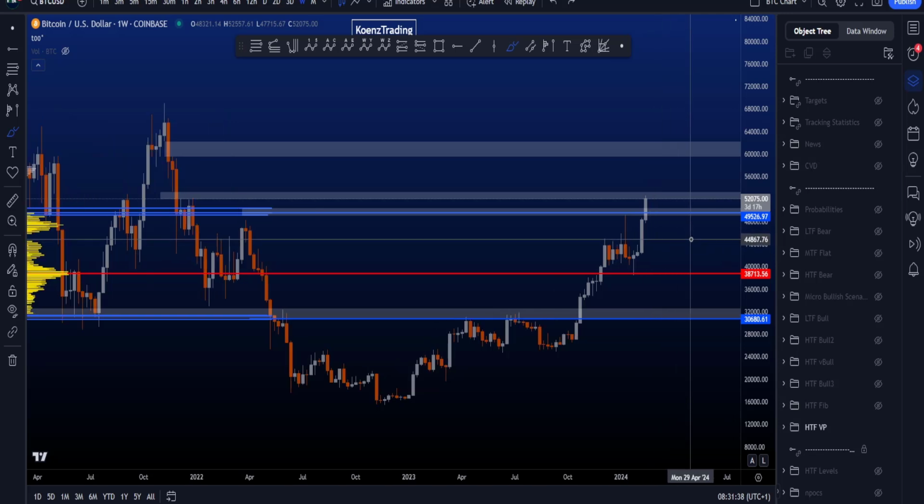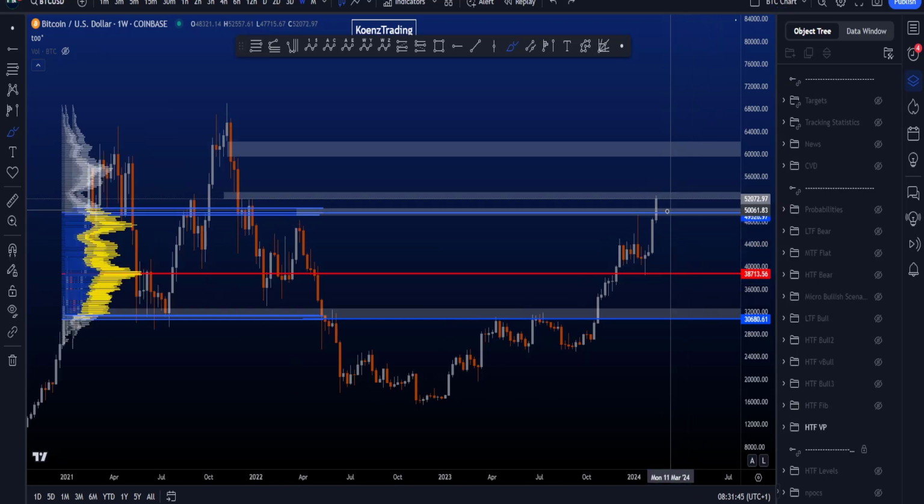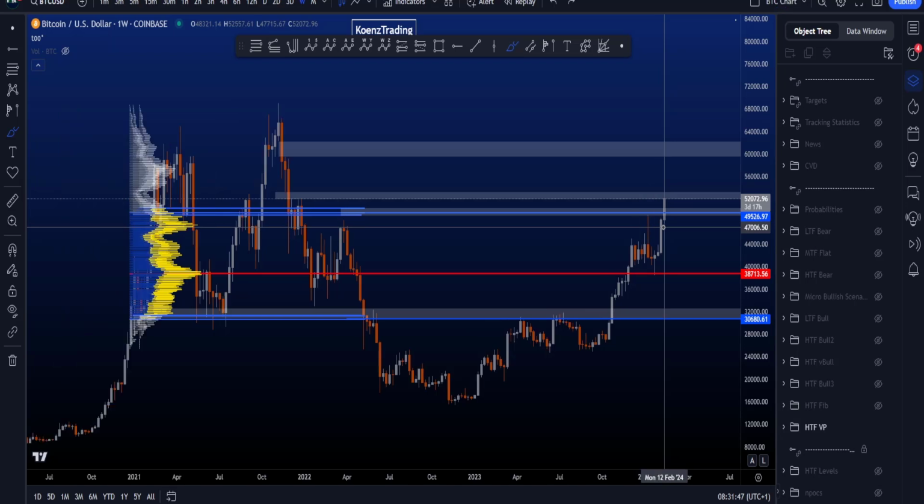Of course, we have to be aware of potential deviations where price is going to come back inside the range and then move to the other side. But as long as we are moving above here, we don't have to think about this.